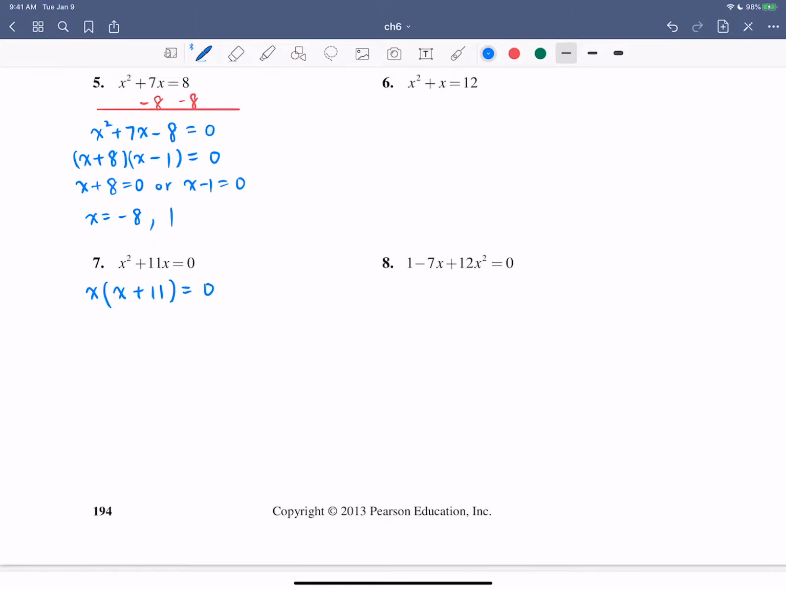Now apply the zero product property. Each of these factors could be 0. That means x could be 0 or x plus 11 could be 0. Solve for each of them, and we obtain two solutions: x is 0 or negative 11.